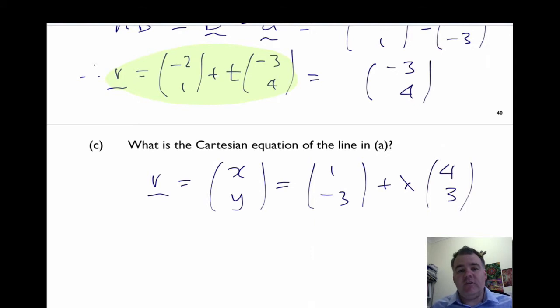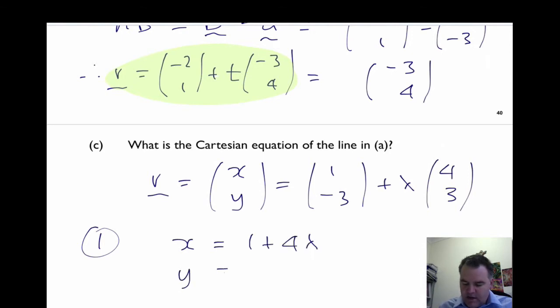There are two ways of doing this question to get the Cartesian equation. The Cartesian equation is simply the equation that isn't the vector equation, so we've just got x and y in it. Here's method 1. On the top line you've got x equals 1 plus 4 lambda, and y equals -3 plus 3 lambda. So you've got two equations, two unknowns, and we want to get rid of the lambdas. It's a little bit nasty, but we can do it.